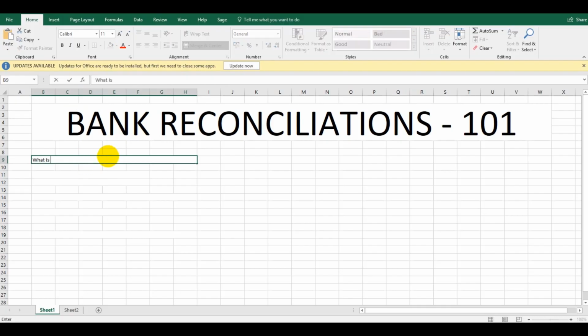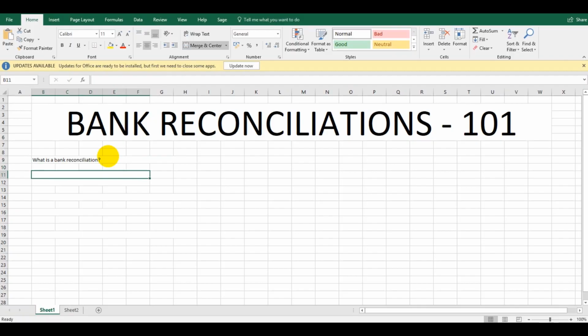So what is a bank reconciliation, or what are bank reconciliations? The word reconcile is to bring together or to make one. So what are we bringing together? What are we making one? It's generally the accounting records.